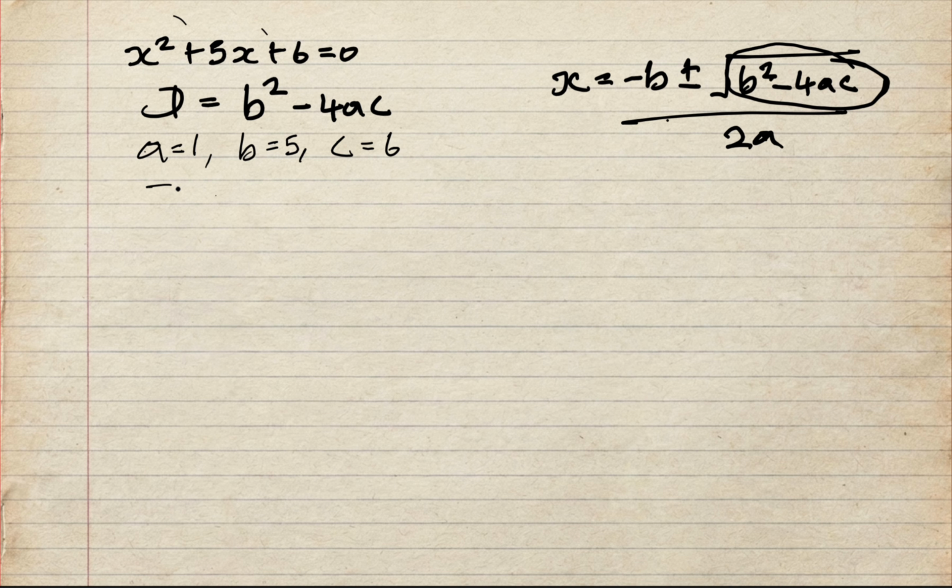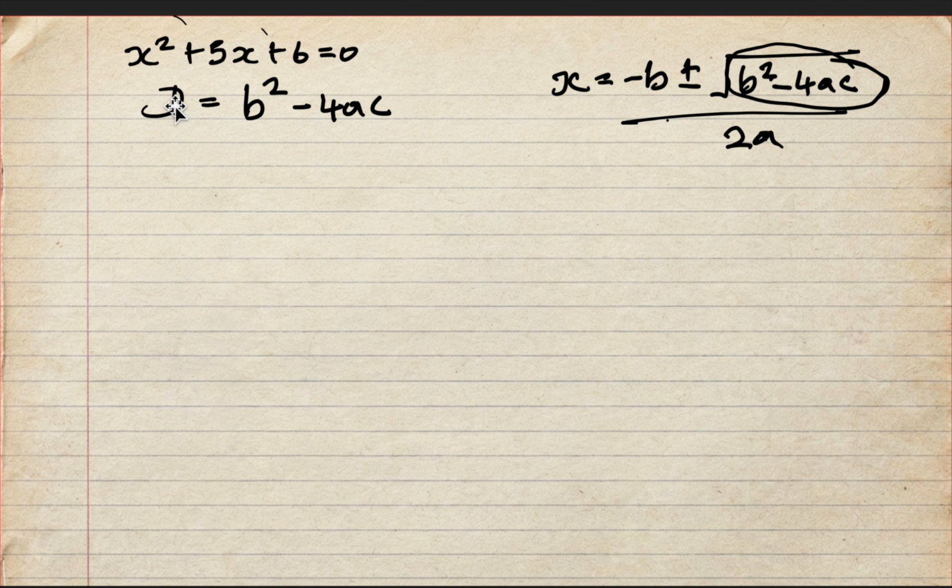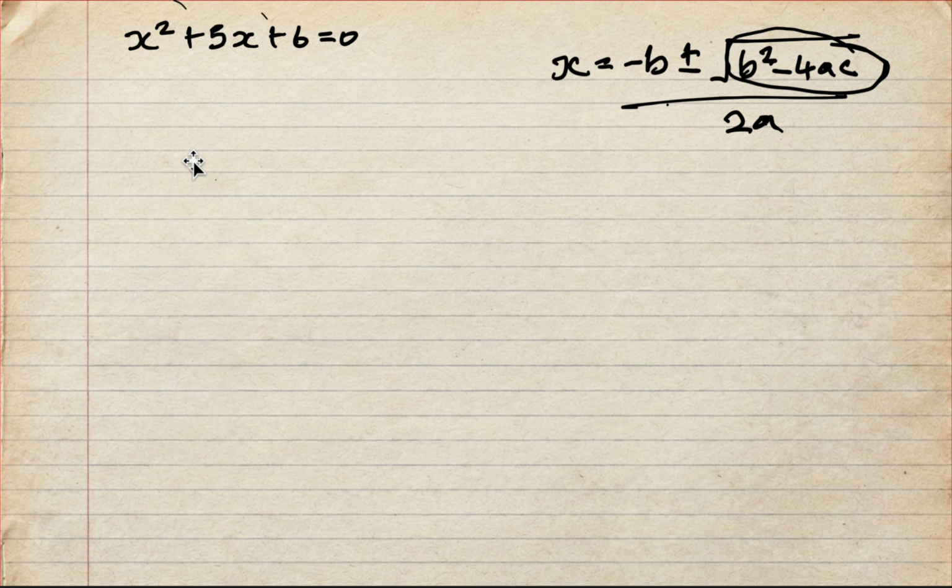Alright, so let's substitute it in. So capital D is equal to b squared, which is 5 squared, minus 4, a is 1, and c is 6. So 5 squared is 25, minus 4 times 1 is minus 4, and minus 4 times 6 is minus 24. So we have 25 minus 24, which is 1. So the question is, is 1 a perfect square? Yes, it is a perfect square. Alright, so we can use the factorization method without any problem.